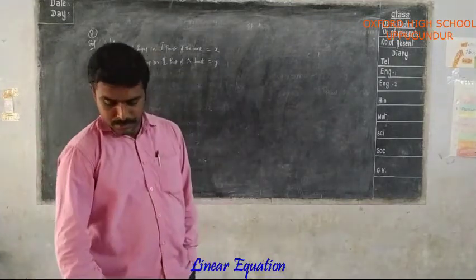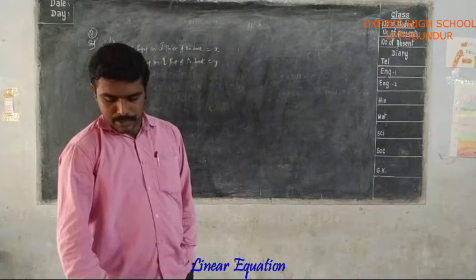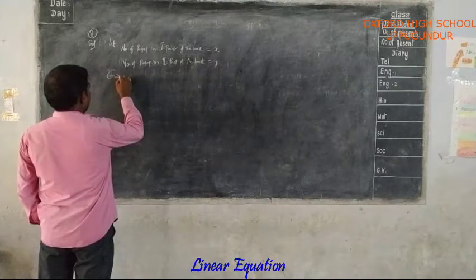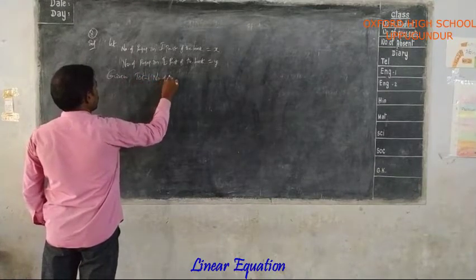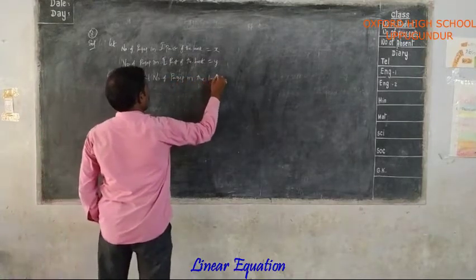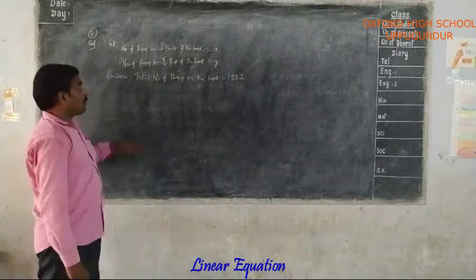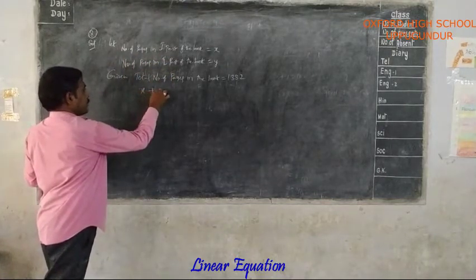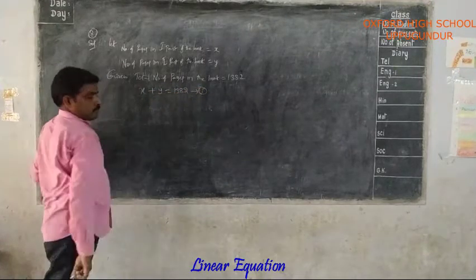The algebraic textbook has totally 1382 pages. Given the total number of pages in the book is 1382. Total number of pages in the book means the number of pages in the first part plus the number of pages in the second part. Adding those two, x plus y equal to 1382. Consider this as equation 1.